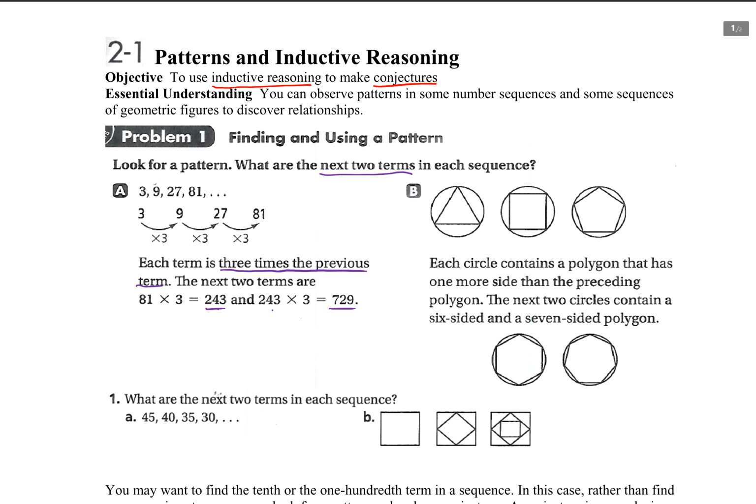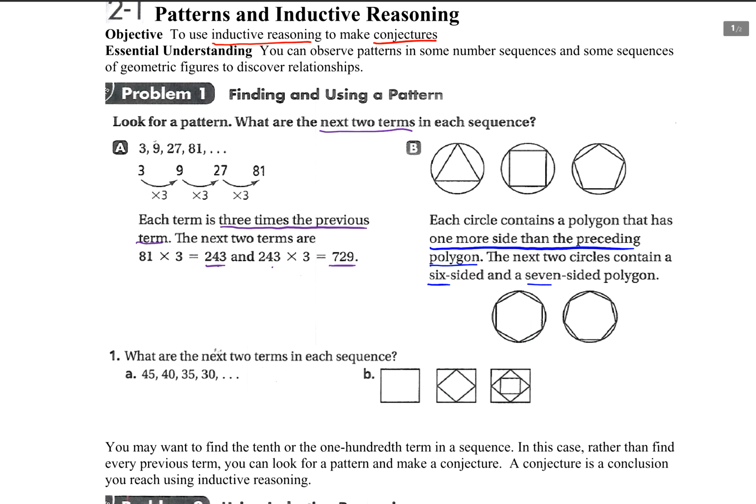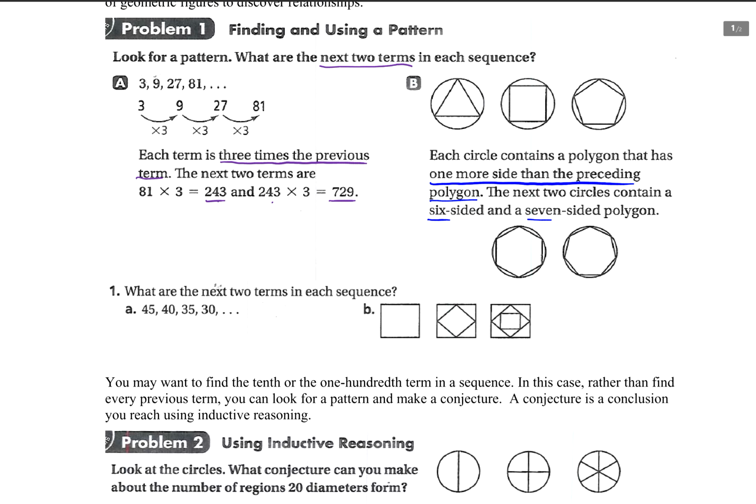All right, and B. Well, let's look. We have circles, and the first one has a triangle, and then a square, and then a pentagon. So what it looks like is that each polygon has one more side than the preceding polygon. So after this, we would have 6 sides for a hexagon, and then 7 sides for a septagon. So we go 6 sides and then 7 sides. Okay. Pause the video and do the next problem.